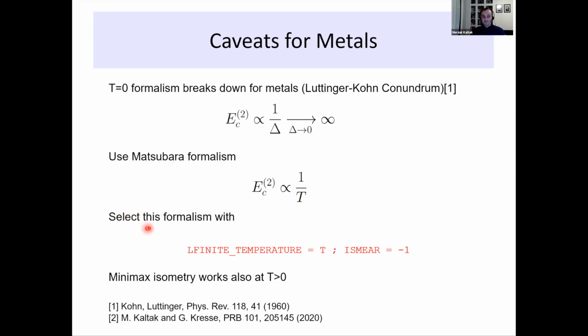Now, this formalism can be selected in VASP with these 2 tags here. So actually LFINITE_TEMPERATURE = .TRUE. selects the finite temperature formalism, and ISMEAR = -1 forces the occupancies to be Fermi functions, which is of importance for this formalism. Other occupancies do not work. However, what works is the Minimax isometry. It is still possible to use that.